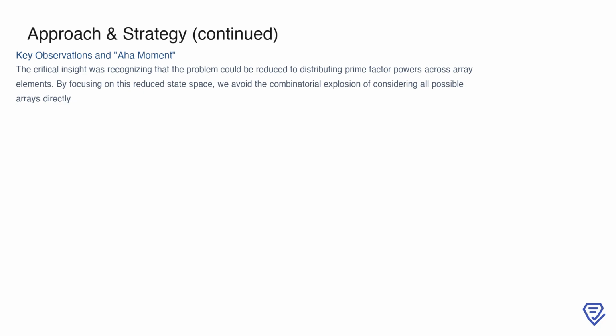This insight dramatically simplifies the problem by reducing the state space from all possible arrays to just the prime factor distribution. Instead of dealing with the combinatorial explosion of trying every possible array, we concentrate only on the mathematical structure of the prime factorization. This shift in perspective is what makes the approach not only feasible but also efficient, even for larger inputs. By leveraging this observation, we avoid unnecessary computations and focus our efforts where they matter most, leading to a much more elegant and scalable solution.